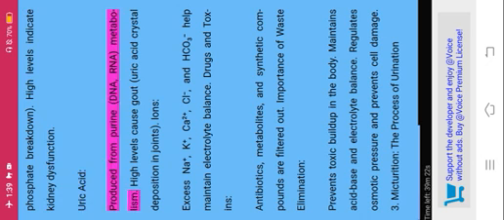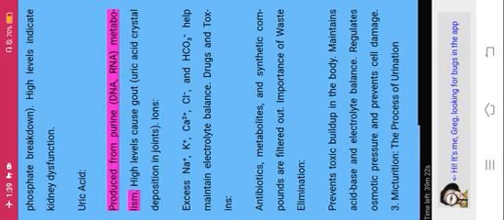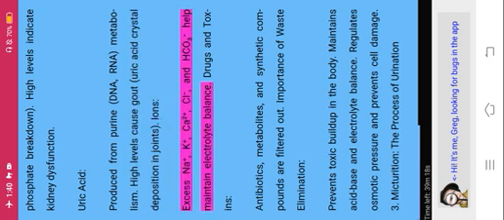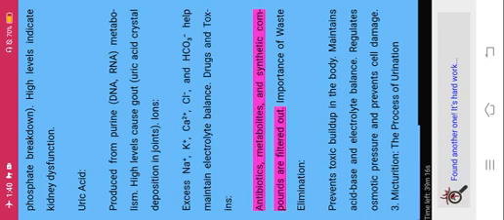Uric acid: produced from purine, DNA and RNA metabolism. High levels cause gout, uric acid crystal deposition in joints. Ions: excess Na, K, Ca2+, Cl, and HCl help maintain electrolyte balance. Drugs and toxins: antibiotics, metabolites, and synthetic compounds are filtered out.